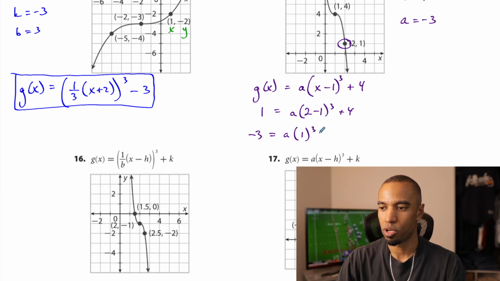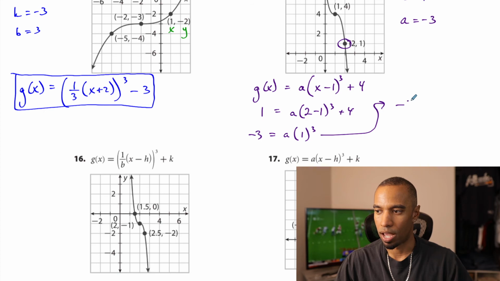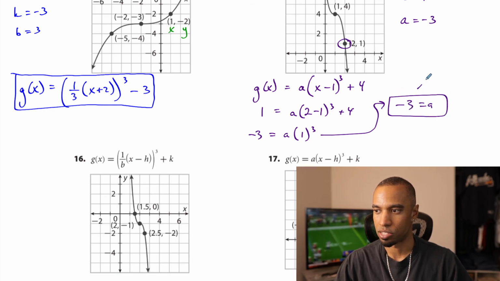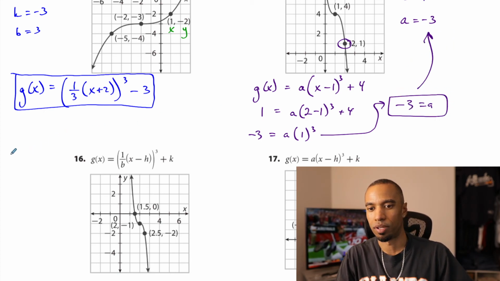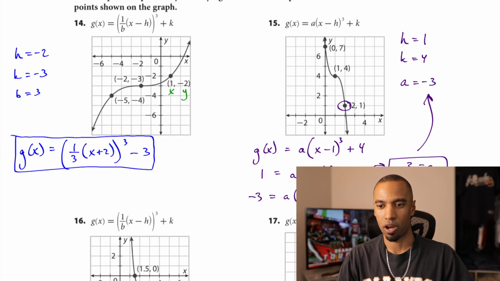1 quantity cubed. Okay, this one wasn't as bad. You can see how the b one was a lot worse. 1 cubed is 1, so negative 3 is a. So that is the same a value we got, negative 3. Sometimes it's a little easier, sometimes it's a little harder depending on the thing. I guess b is a lot harder because you've got to cube it.